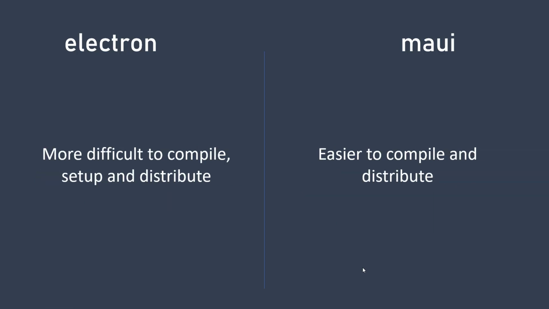Also, this is something I can call subjective, but frankly speaking, in my experience, compared to what I've been using earlier, Electron is more difficult to compile and distribute. If I was to distribute an Electron app, I would have to, of course, compile it separately for each platform. But the problems don't stop there, because I need to create a setup to distribute it, to install it.